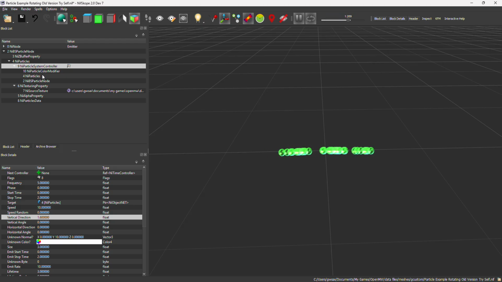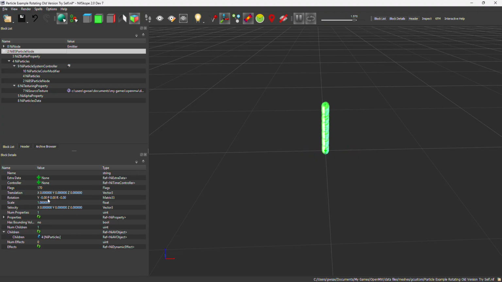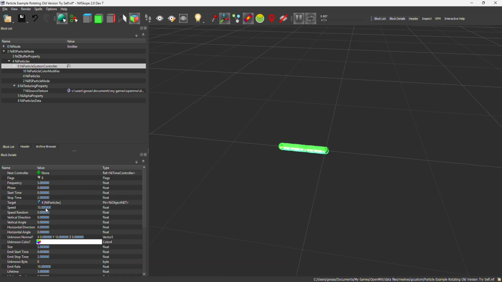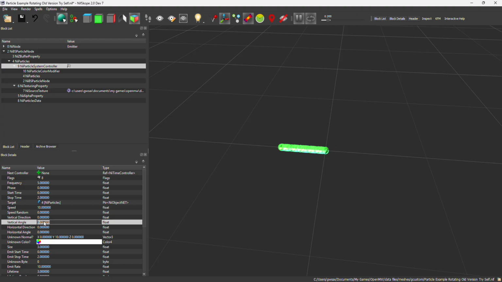The easy fix is, instead of going like this, we just roll it over here. So we'll change the rotation to 90, which is fine. Then we can go back to the particle system controller, and we don't have to change the vertical angle or the vertical direction. Basically, all this does is say, does it point up, sideways, or down?